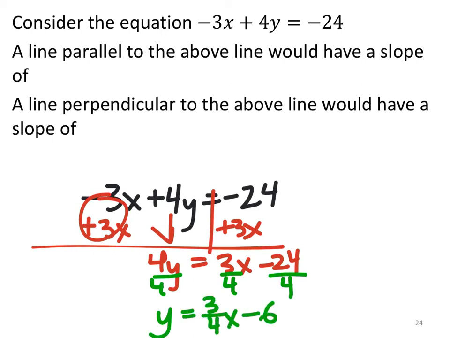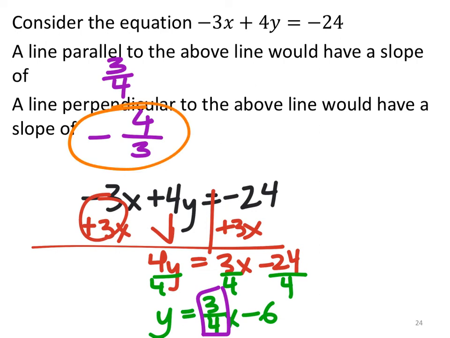Again, the minus 6 we're not so worried about, and I can identify my slope because it's in slope-intercept form. A parallel line would have the same slope, 3/4. A perpendicular line would have the opposite, so it's negative, and then flip the fraction, 4/3. Perpendicular slope, parallel slope. Bam.